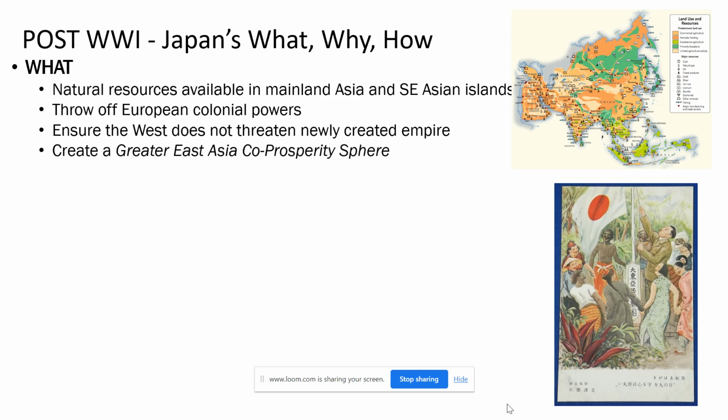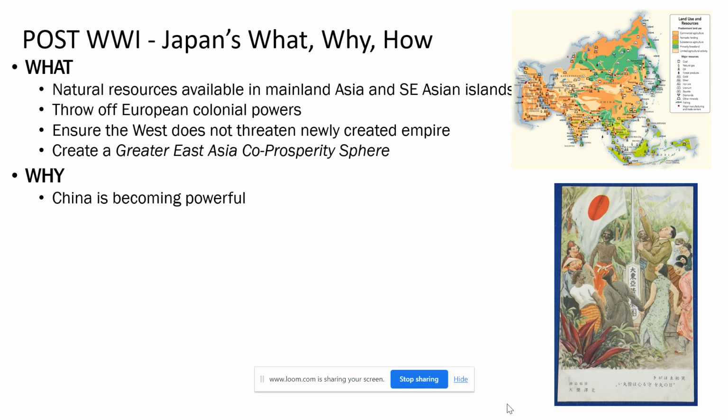Ultimately, they want to create something called the Greater East Asia Co-Prosperity Sphere, where essentially it's this vision of East Asia that removes all of Western influence, Western power, and they can have that dominant area of the world for themselves. Now in the packaging of this, it sounds and looks great, but ultimately, it's a facade for themselves to be able to move in and take power and create a Japanese empire.